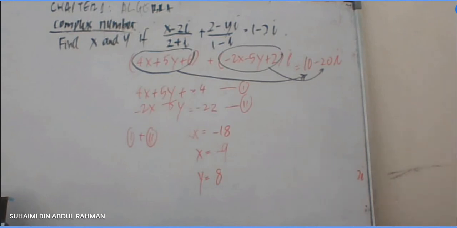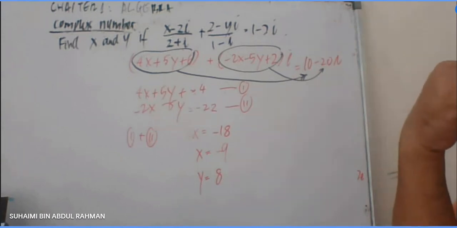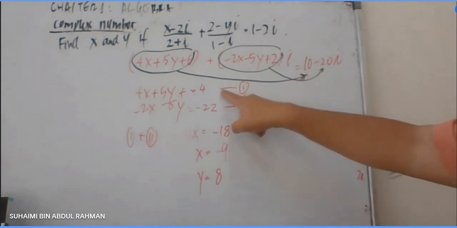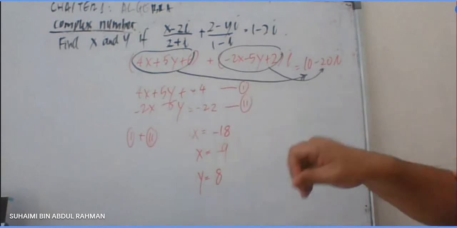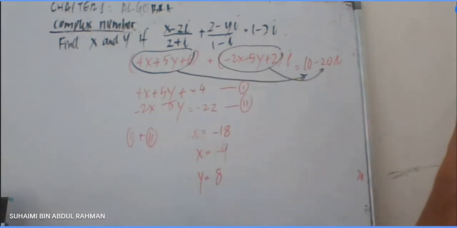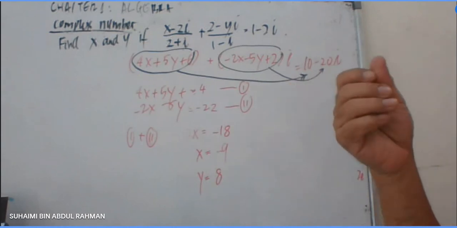We get the value of x and y there. Once we reach a simultaneous equation, and once we get the value of x, definitely you will get the value of y. Once we get the value of x, we will get the value of y.